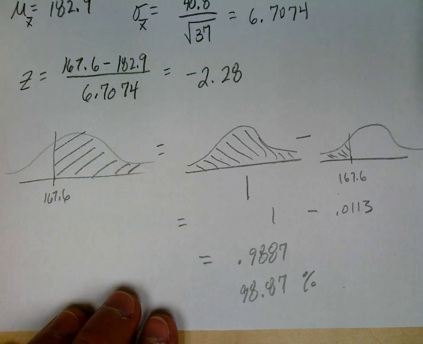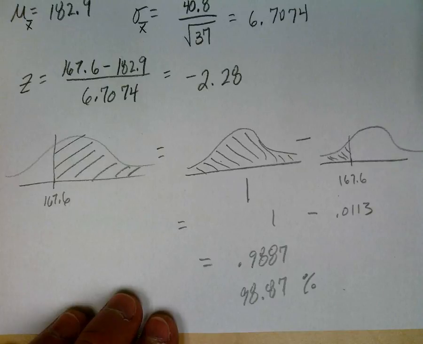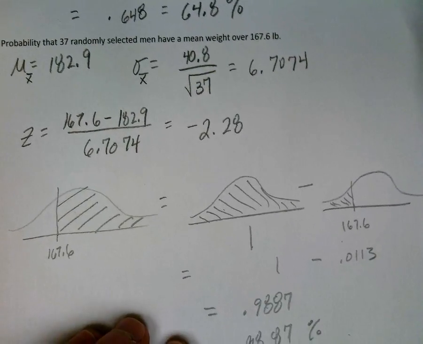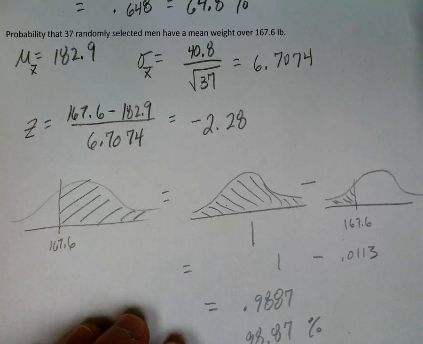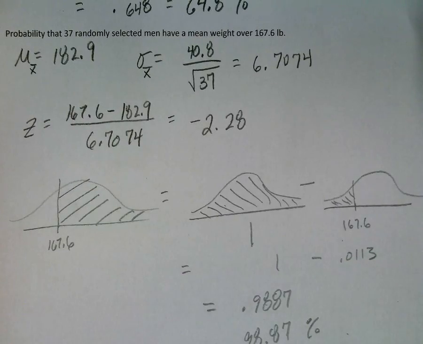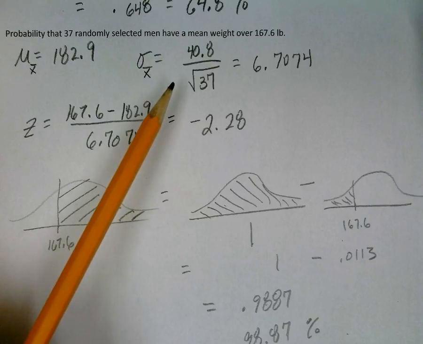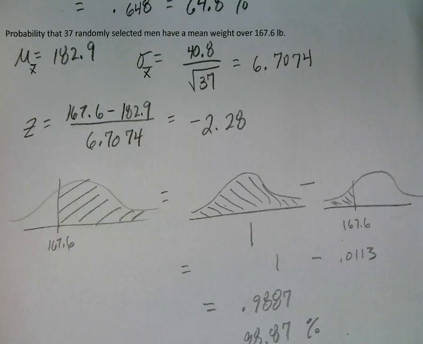We're employing a lot of the same tactics here for solving these normal distribution problems. The difference in this section is that we are not just selecting a single person, but we're selecting more than that. So we've got to make this adjustment in our standard deviation, dividing that by the square root of n. That's the main difference.